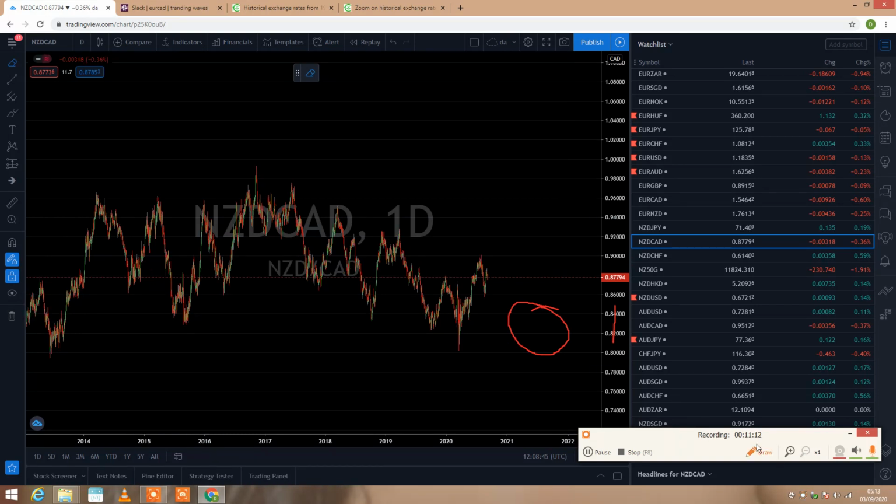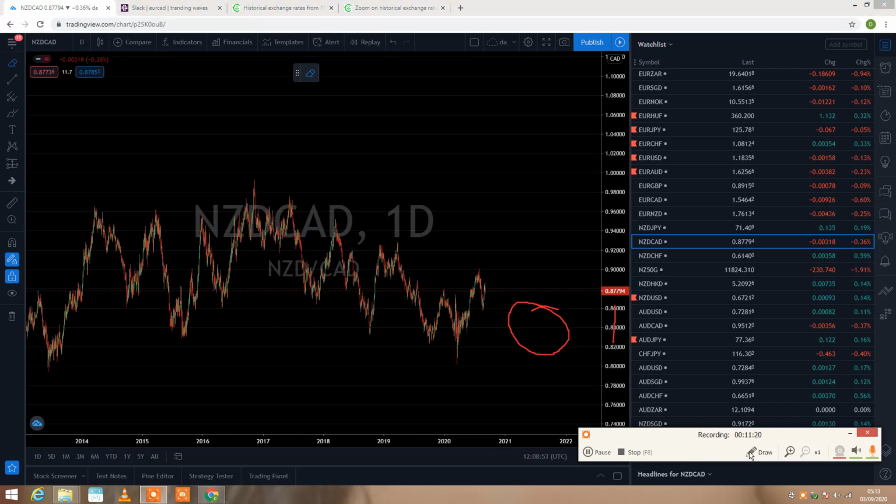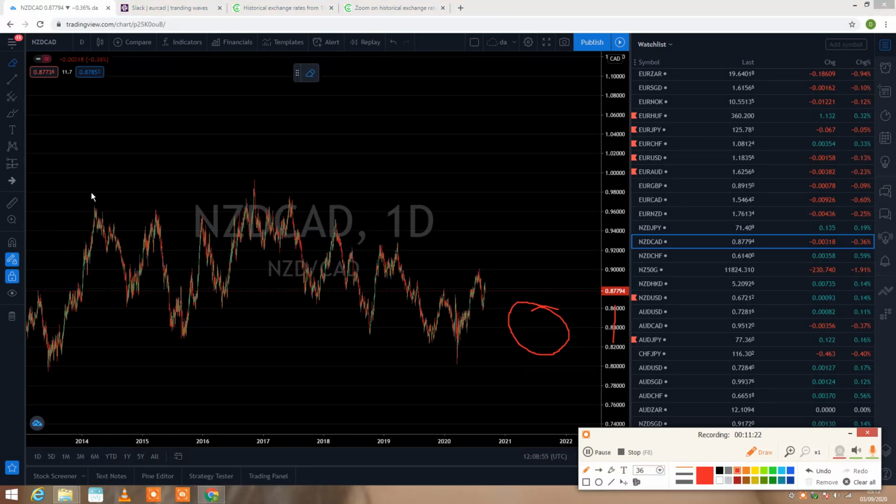So as I told you, the highest point of the NZDCAD is here. Okay, let me just take my annotation too. The latest point is here. All right, it's not here. Okay, let me just use a green color. The latest point is on the red, not on the green.